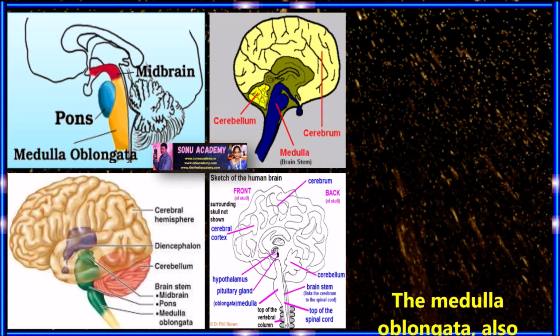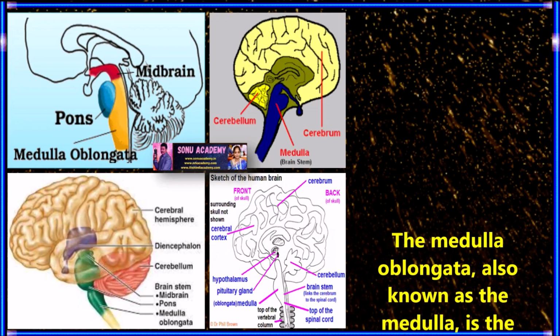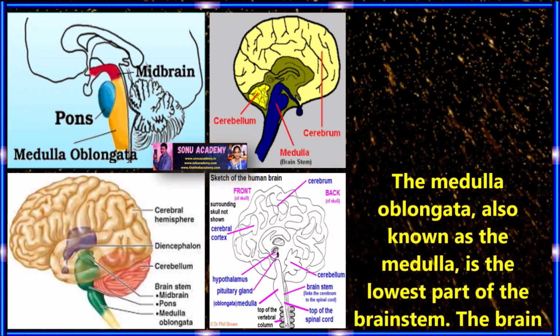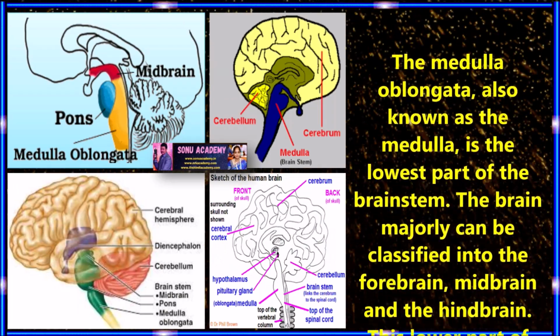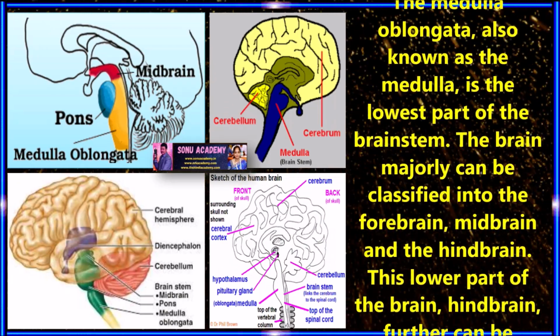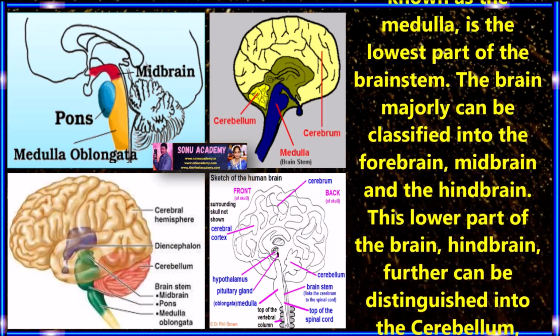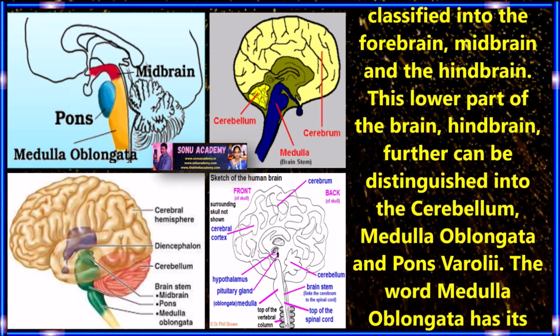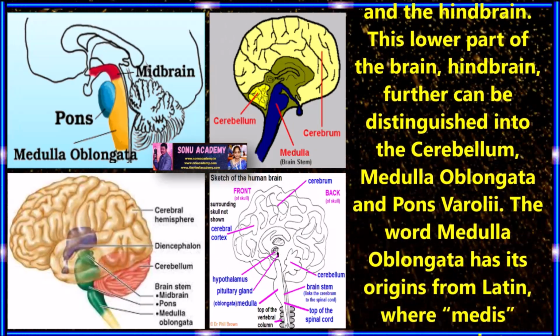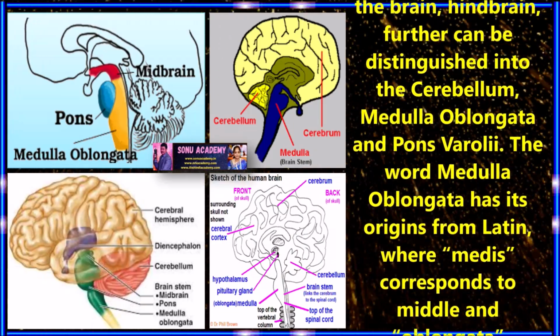Children, now let us discuss the medulla oblongata. The medulla oblongata, also known as medulla, is the lower part of the brainstem. The brain can majorly be classified into forebrain, midbrain and hindbrain. Already we discussed that this is the lower part of the brain, the hindbrain, which can further be distinguished into cerebellum, medulla oblongata and pons varolii.